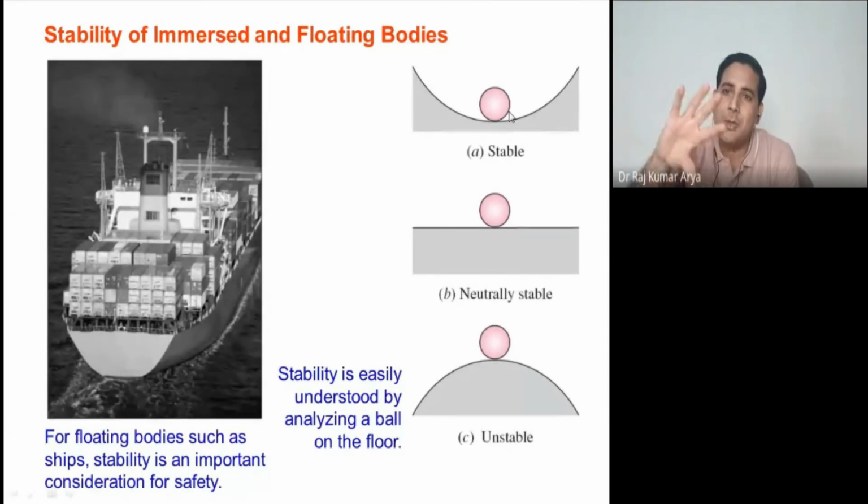Now you have to think how much of this movement you can tolerate. Let's say this ball has moved here. What will happen? The body weight is still acting downward, only its buoyancy force would go in a different direction. So it will sometimes make it very unstable. That we will see in the next slide.